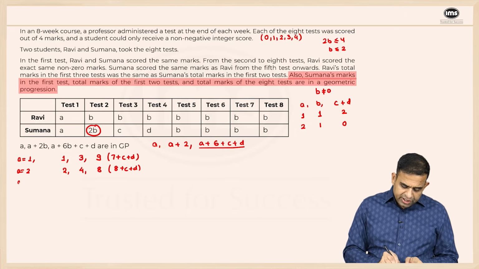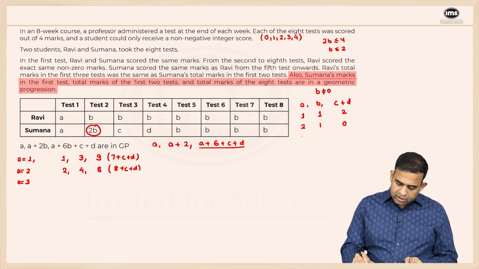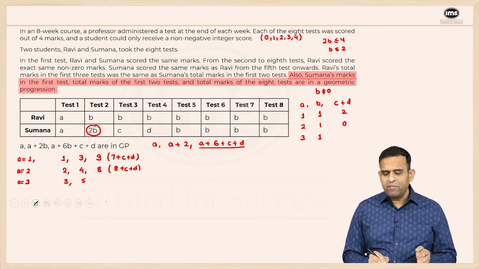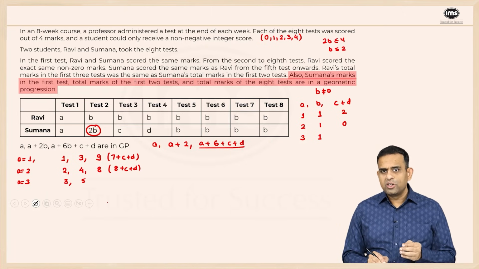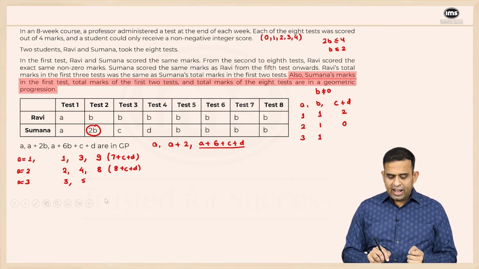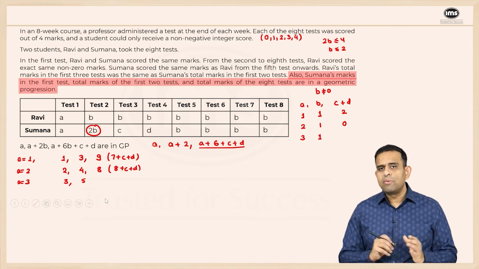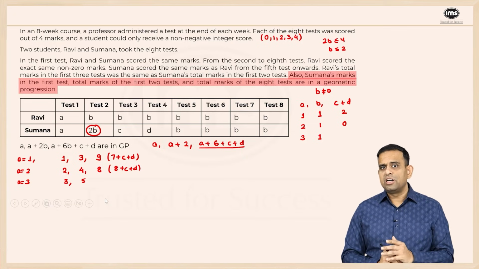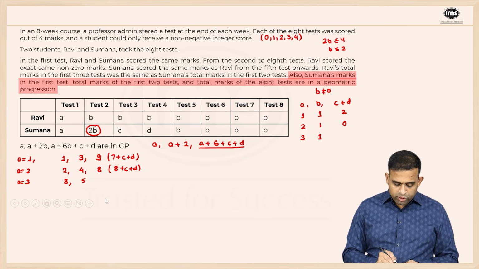Then suppose I take A to be equal to 3, obviously B to be equal to 1. So the term A will become 3, A plus 2 will become 5. Now in this particular case, you will notice the common ratio is 5 by 3, and the third term is not going to come out to be a positive integer. So this case won't happen here.